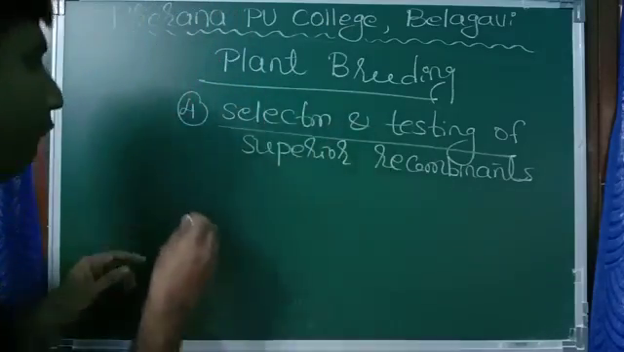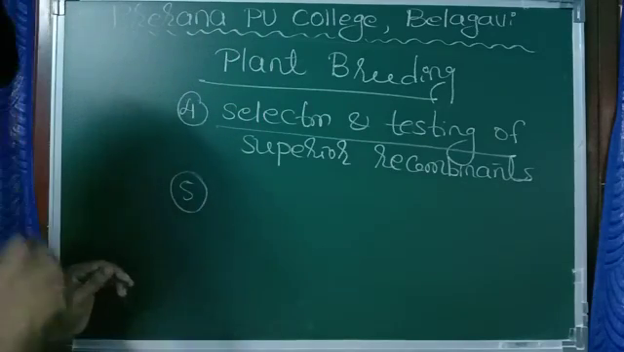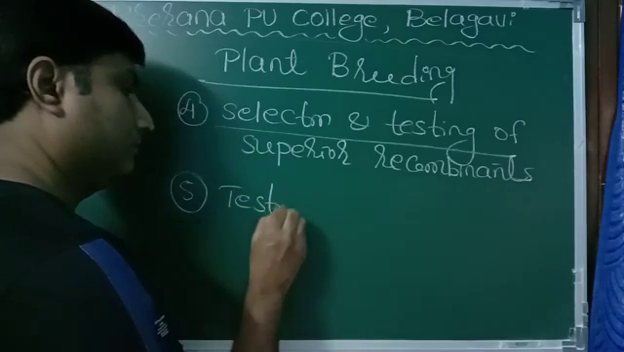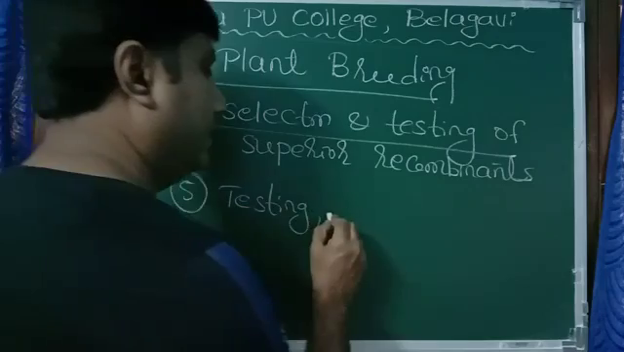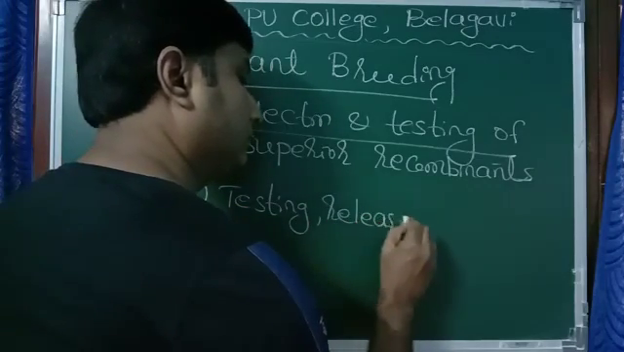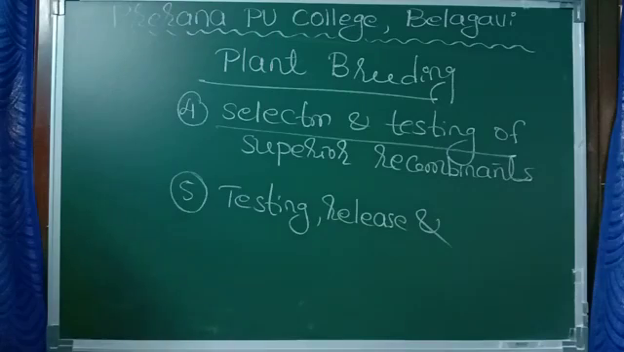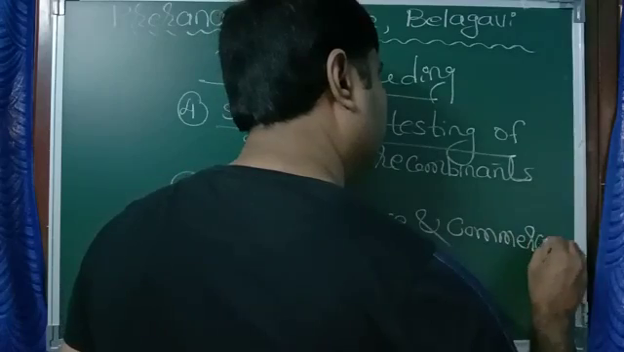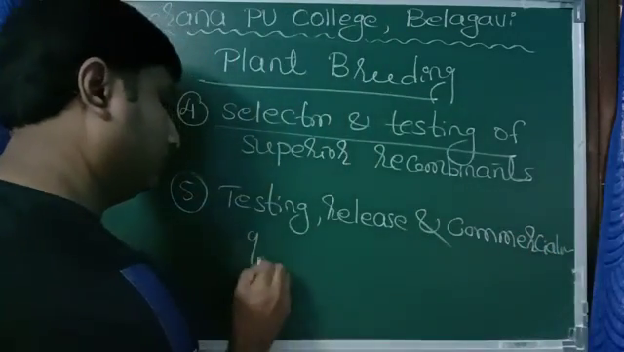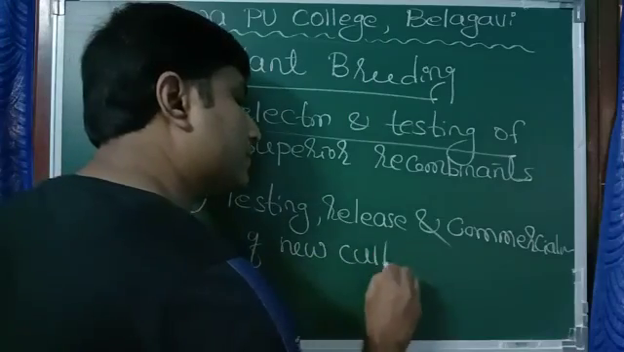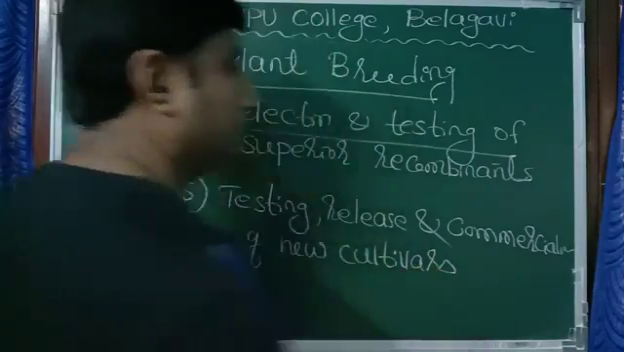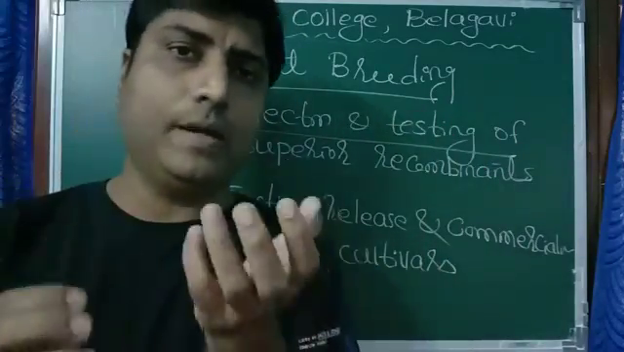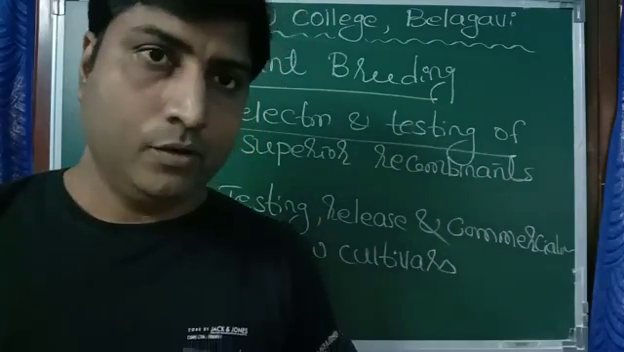And then the fifth step, that is testing, release, and commercialization of new cultivars. This is the last step. The new cultivars means the new recombinants you got. We have to test them.